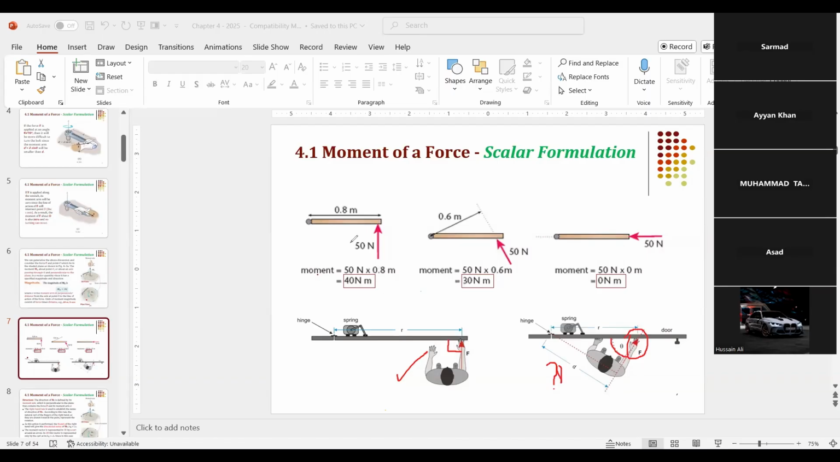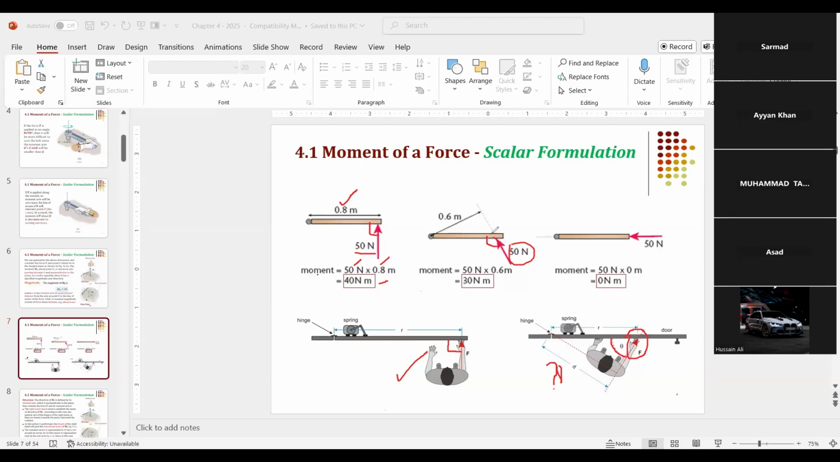So you see here a 50 Newton force applied at 90 degrees with respect to the door, and the length of the door is 0.8 meter. So the moment produced is simply 50 into 0.8, 40 Newton meter. Now the same 50 Newton force is applied at an angle other than 90 degrees.